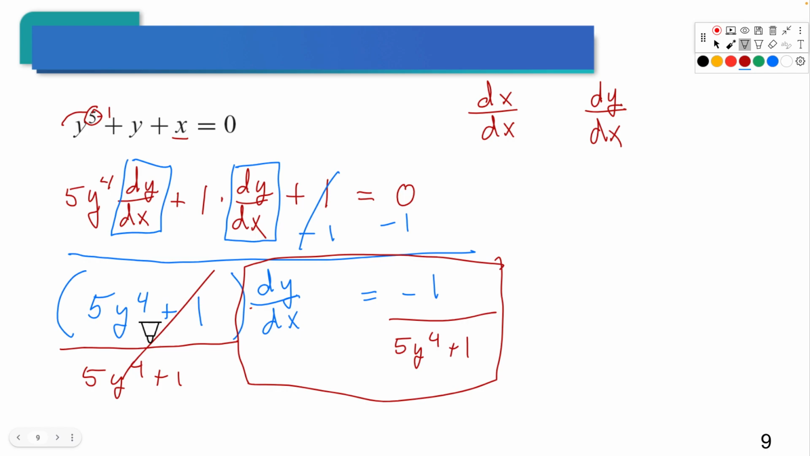Okay, so that's the, what did we call this? I forgot what it's called. Implicit derivatives. Kind of a weird name, but multiple variables. So far, so good? Okay.